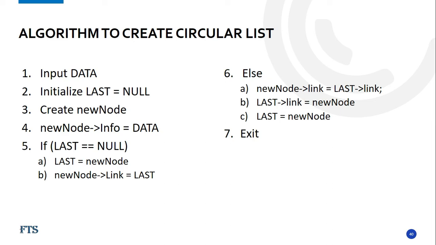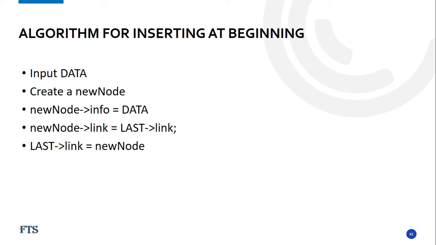Algorithm for creating circular list: input the data, initialize list to be equal to null, create new node, info should be equal to data. If last is equal to null, last should be equal to new node, link should be equal to last, else new node link should be equal to last link, last link should be equal to new node, last should be equal to new node, then exit. To insert at the beginning: input data, create a new node, info should be equal to data, new node link should be equal to last link, and last link should be equal to the new node.